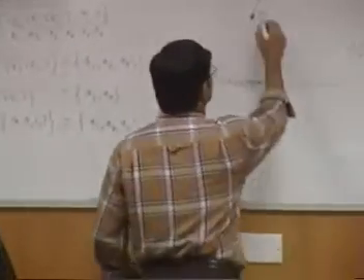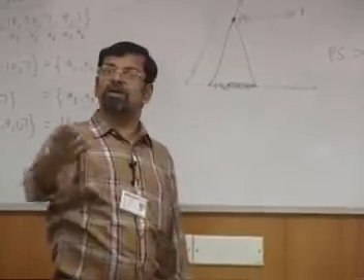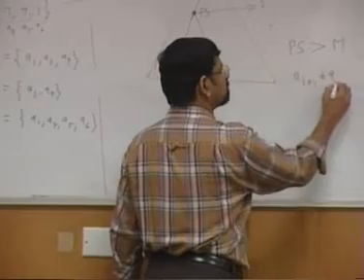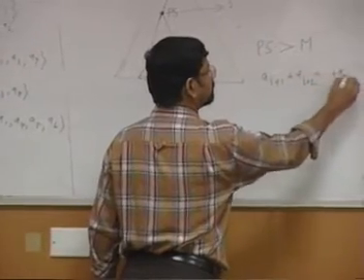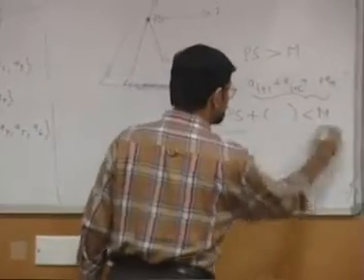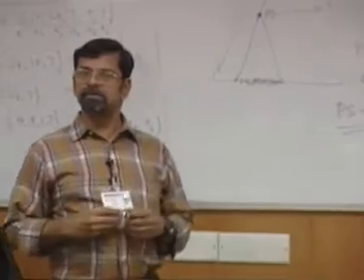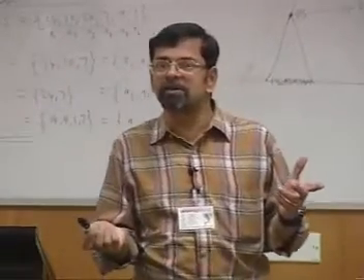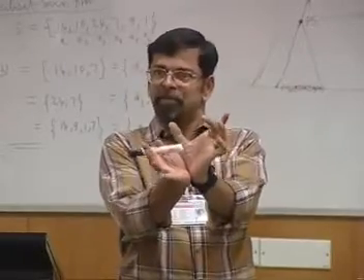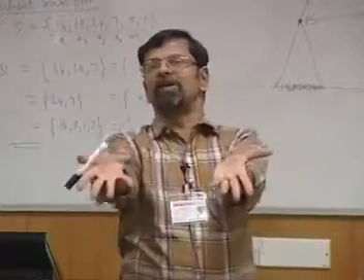Suppose you are at a stage corresponding to the ith level. What are all the elements left? You are left with a(i+1), a(i+2) up to an. Suppose Ps plus all these values is still less than m. Is there any point in going further down? There is no point, because the current sum is Ps, and even if I include everything, I am not going to get m.